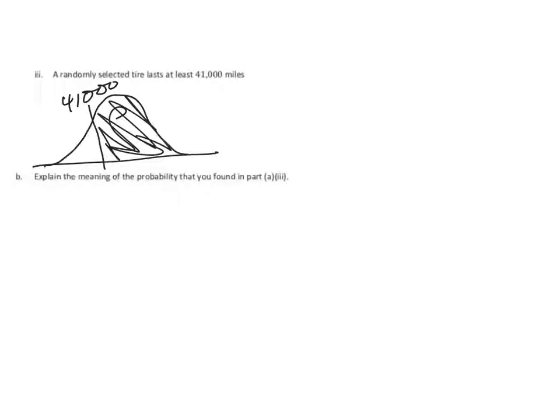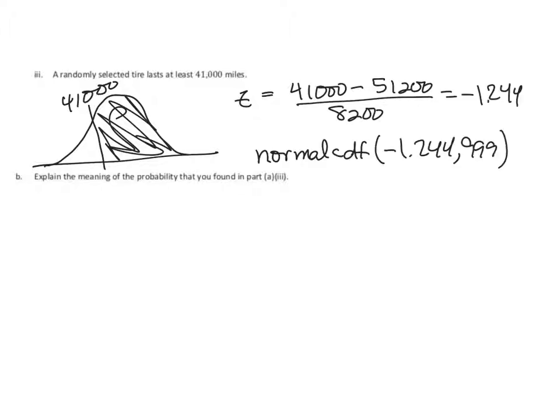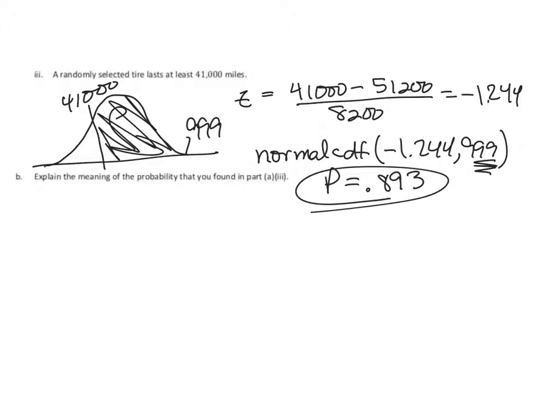A randomly selected tire lasts at least 41,000 miles. So we have 41,000 and we want this whole piece. Ooh. All right. So my z-score is the value minus the mean over the standard deviation. So my z-score was negative 1.244. If I plug it into my normal CDF in my calculator, I get a probability of 0.893. Notice my upper boundary is a big number, right? My lower boundary is my z-score.